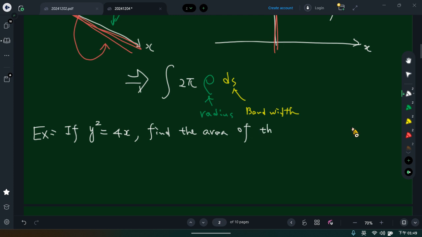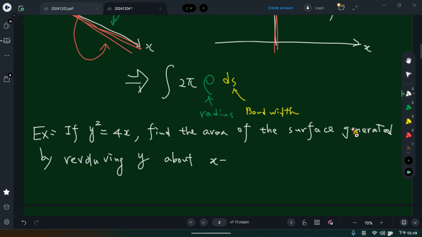of the surface, which will be generated by revolving y about the x axis from x is equal to 0 to x is equal to 3.